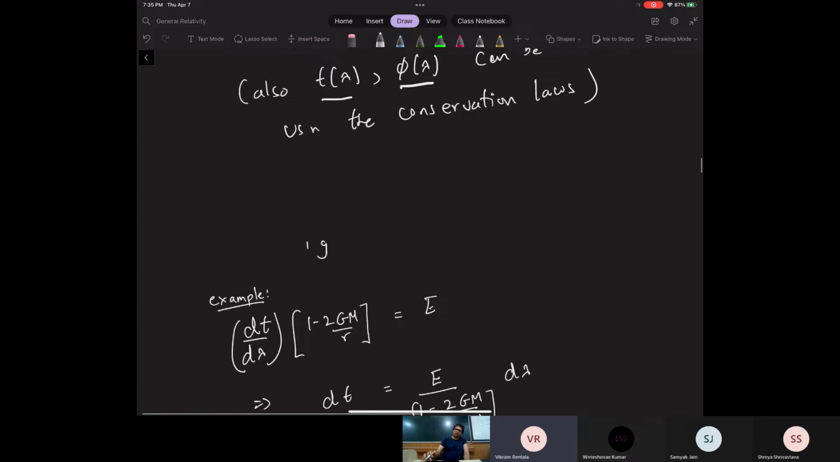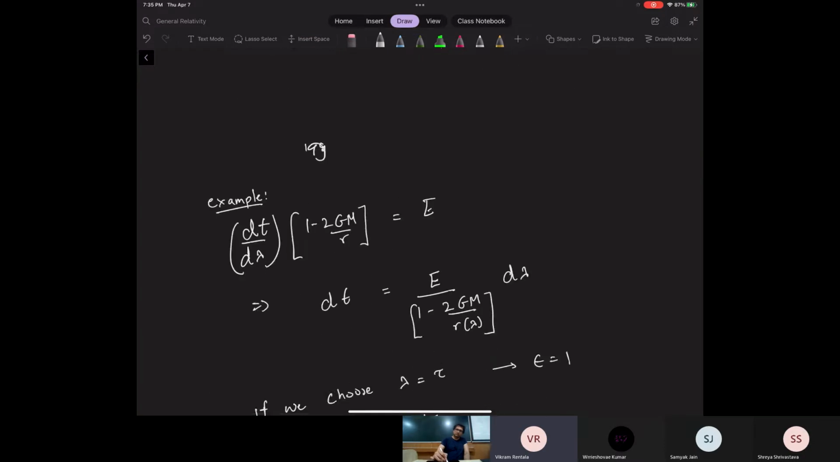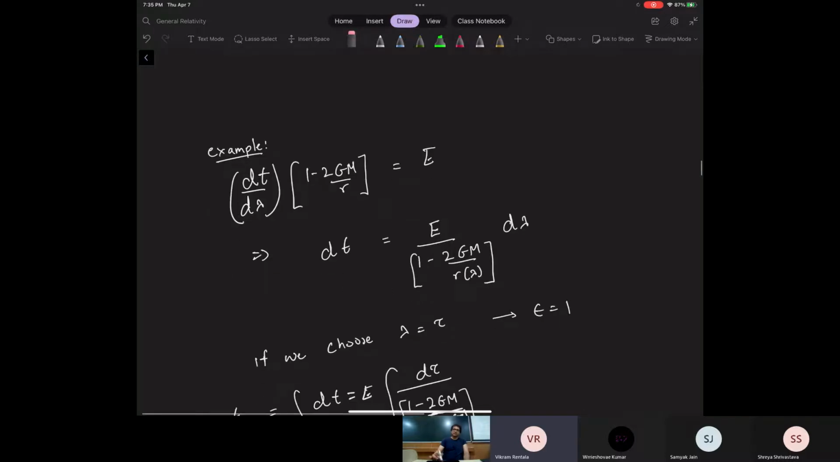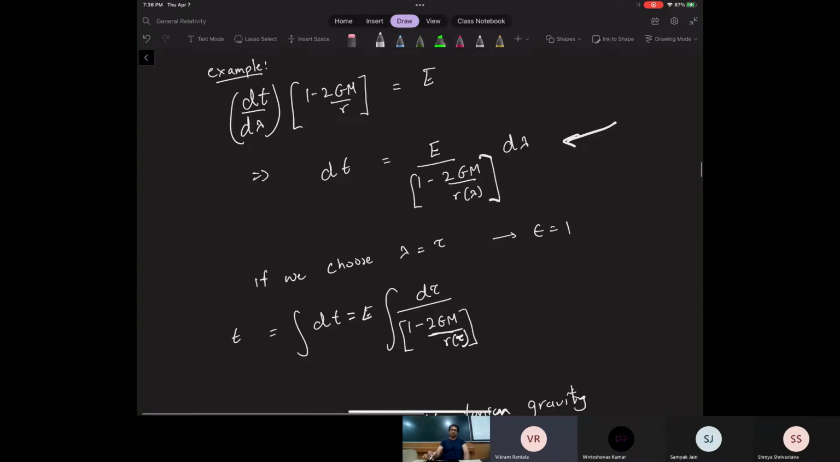Because all I have to do is use the conservation laws. We've seen that dt by d lambda times (1 minus 2GM by r) is E, which means dt is E over (1 minus 2GM by r) times d lambda. If I've solved for r as a function of lambda, then it's quite easy to integrate this equation and get t as a function of lambda. I've put everything that depends on lambda on the right hand side of this equation, so just integrate and solve for t of lambda.